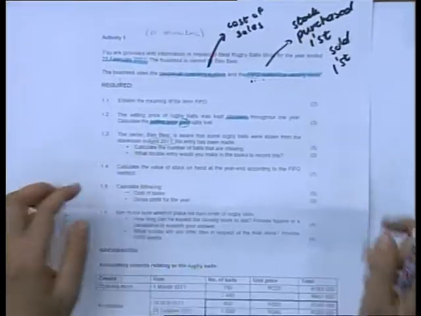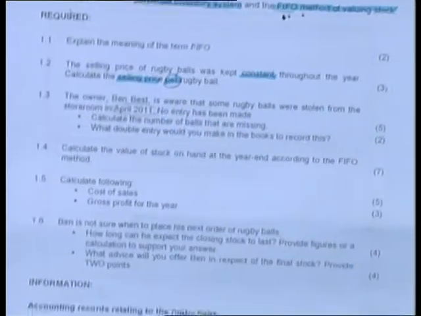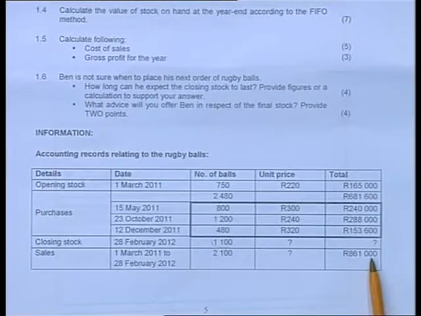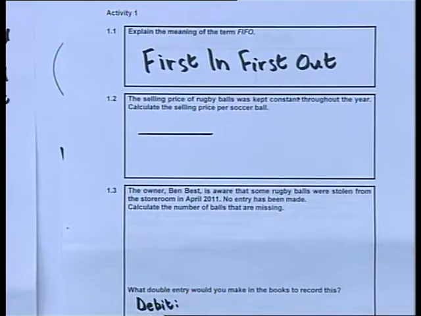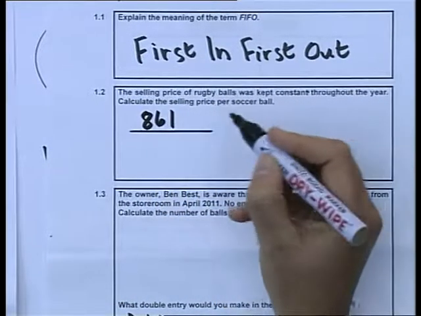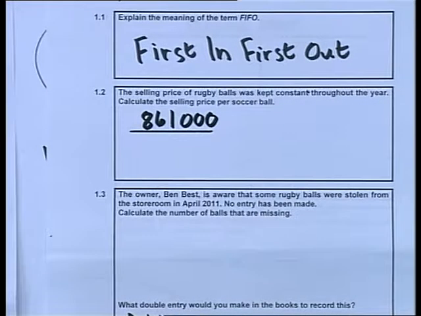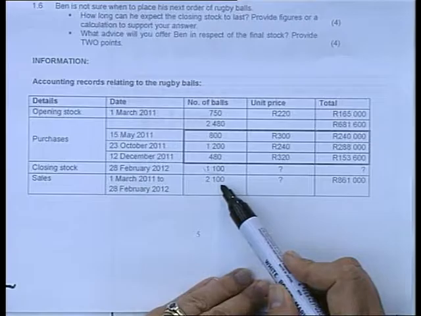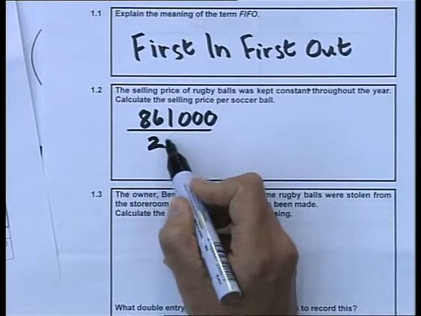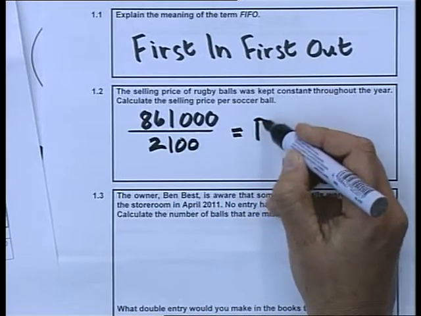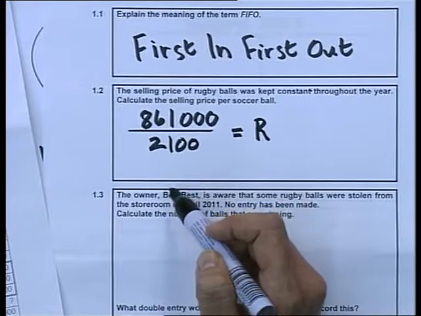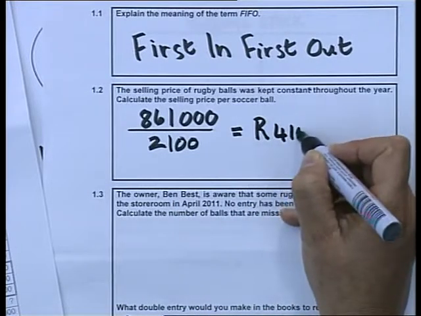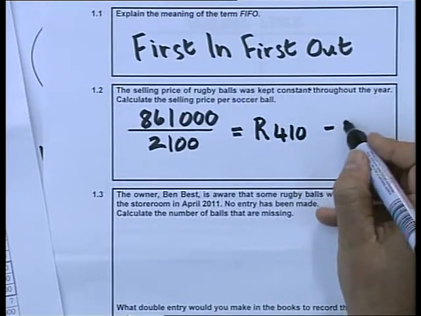Okay, so how will we calculate the selling price per rugby ball? Let's see. We've got sales of 861,000 and the number of units is 2,100. So we will calculate that by saying it's the total selling price of 861,000. How many units is that that we've sold? If you look in your question, just look there again. It is 2,100 units. So divided by 2,100 units, can you quickly do that for me and see how much you get? 861,000 divided by 2,100. That should give you 410 rand per unit. That's the selling price.